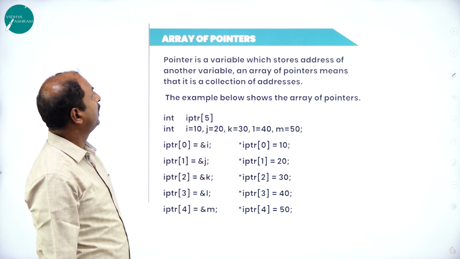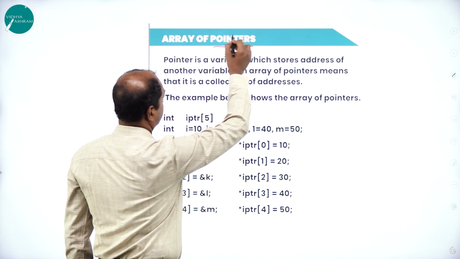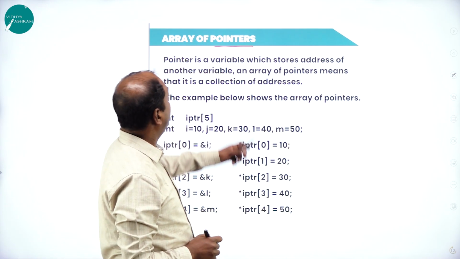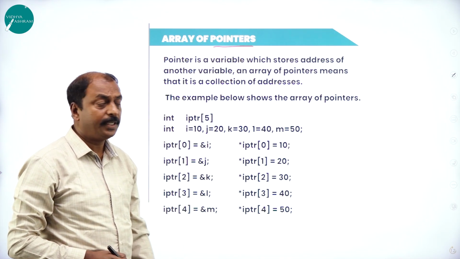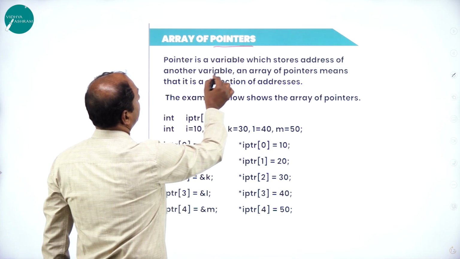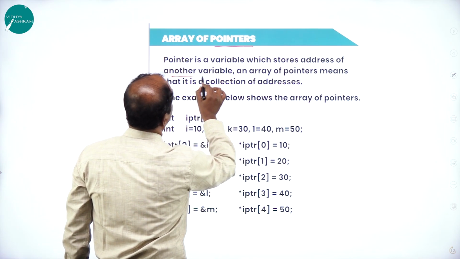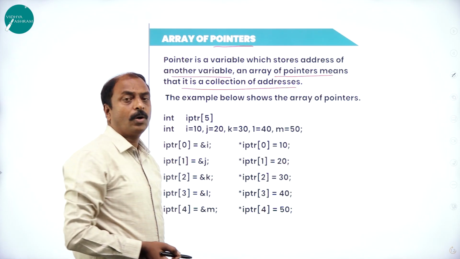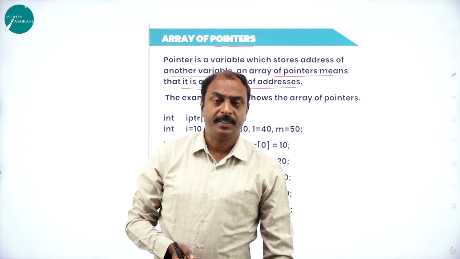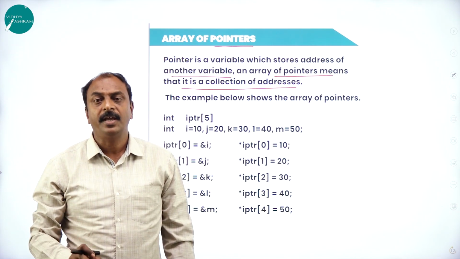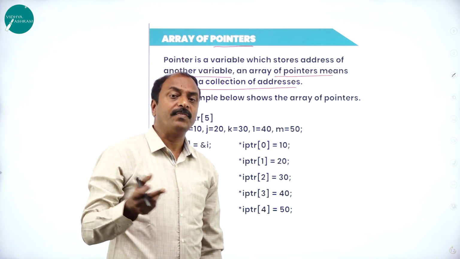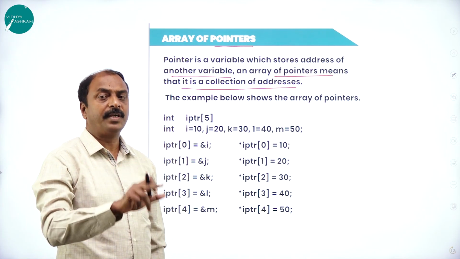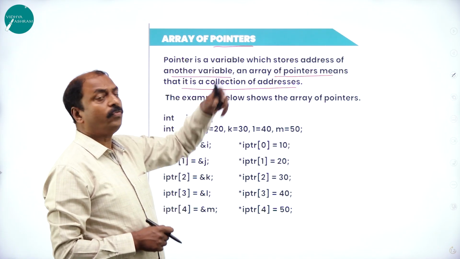Now in the next slide, next one is array of pointers. You know what an array is. An array is nothing but a group of elements. Now the concept here is array of pointers. What is the meaning of this? A pointer is a variable which stores the address of another variable. An array of pointers means it contains a collection of addresses. So the elements of the array will be the addresses of other variables, that is an array of pointers.